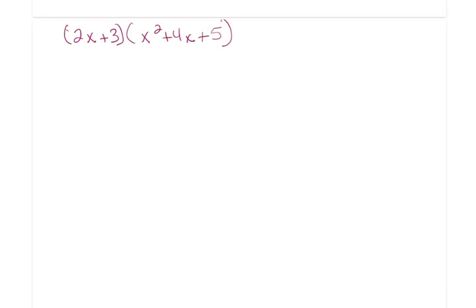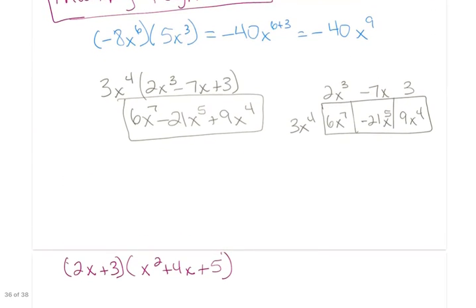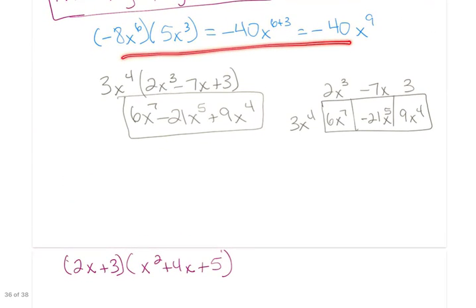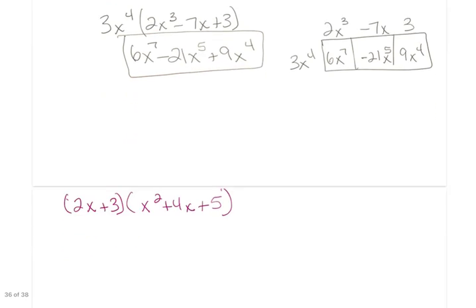Sometimes we call it the FOIL method or the distributive method, where you're going to go 2x times x squared, 2x times 4x, and 2x times 5. And then you have to do it with the 3. You got to share the 3 with everybody, right? So sometimes people do it like how we did this one, we just went piece by piece and wrote it out.